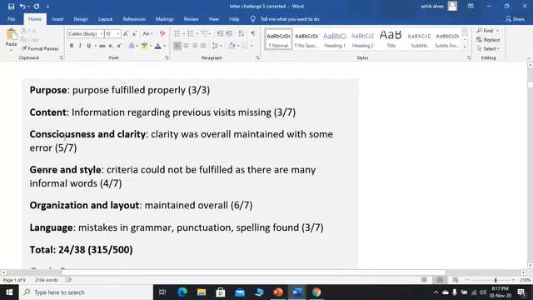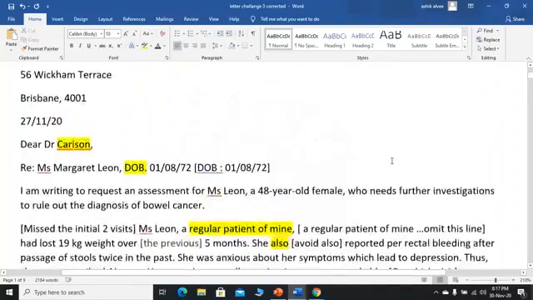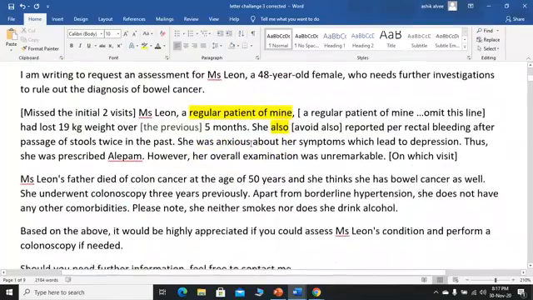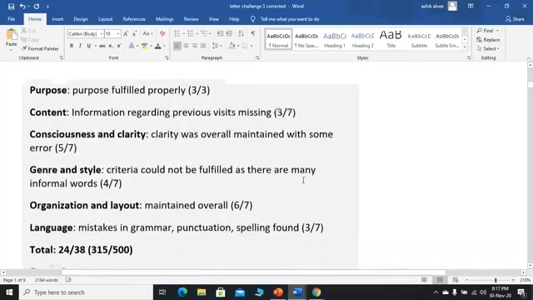Now conciseness and clarity. Clarity was overall maintained with some minimal errors. Like what? Like some things that have been written that have hampered the clarity of this letter. That is why we have reduced the mark just to 5 out of 7. Genre and style. Criteria could not be fulfilled as there are many informal words. So you get 4 out of 7. Organization and layout was overall very good. So 6 out of 7.